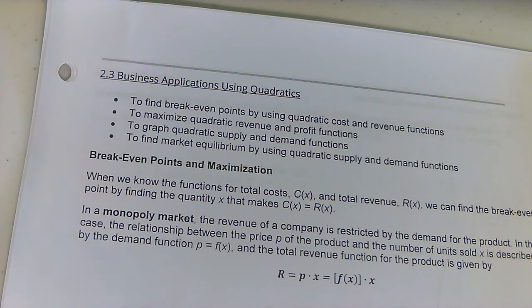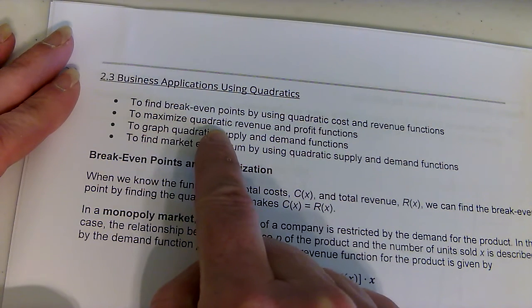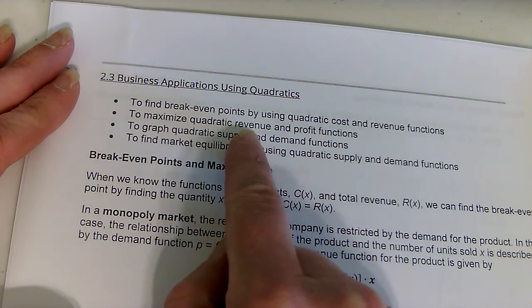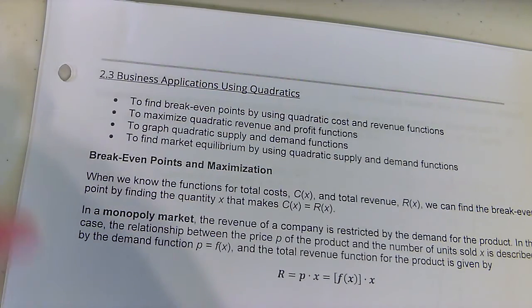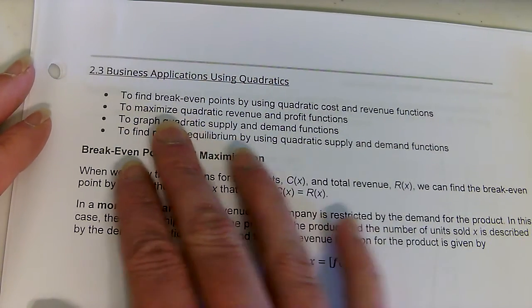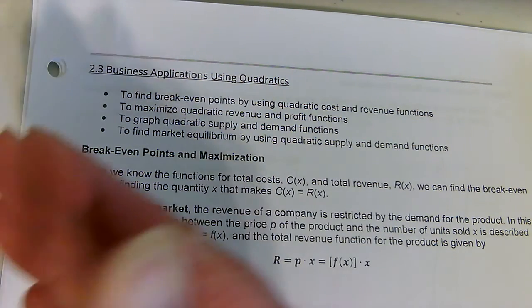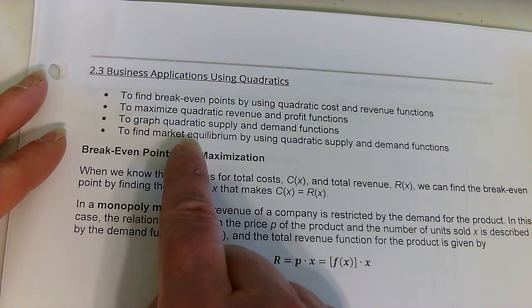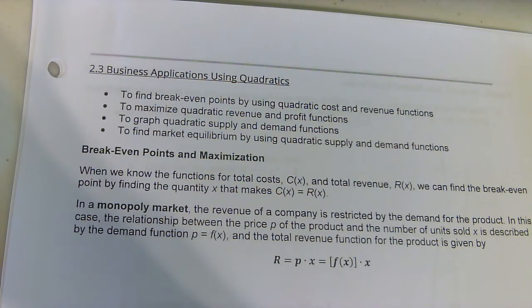Let's get into how quadratics can be applied to business applications. The main things we're going to be looking at are finding the break-even points using cost and revenue. Remember, that's when cost and revenue are equal. And we're going to maximize revenue or profit if they're quadratic. We're also going to graph quadratic supply and demand functions because they're not always linear.